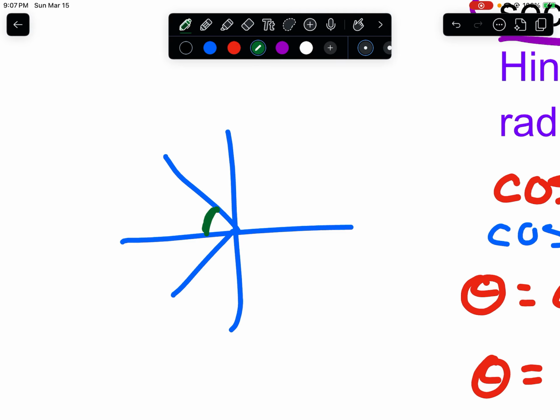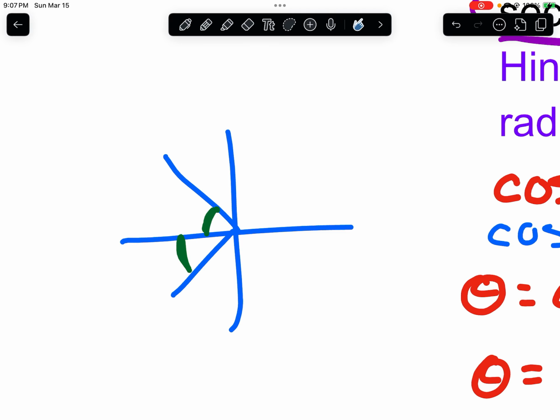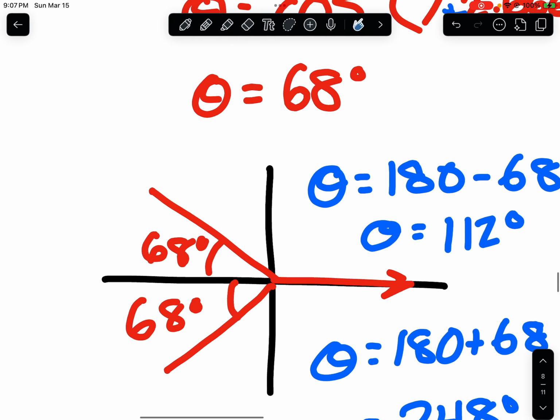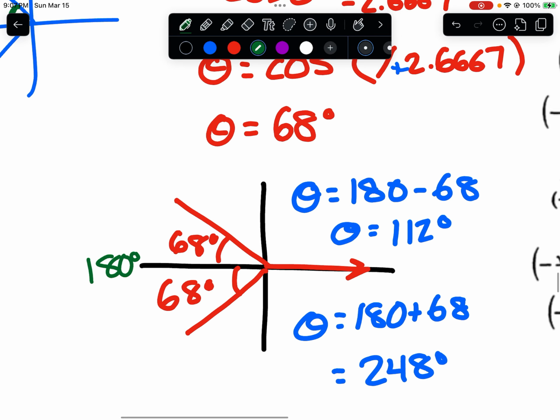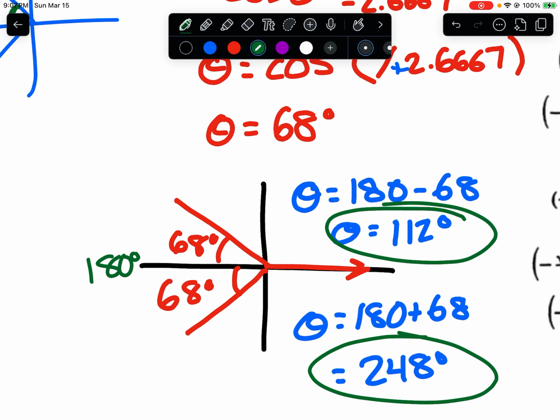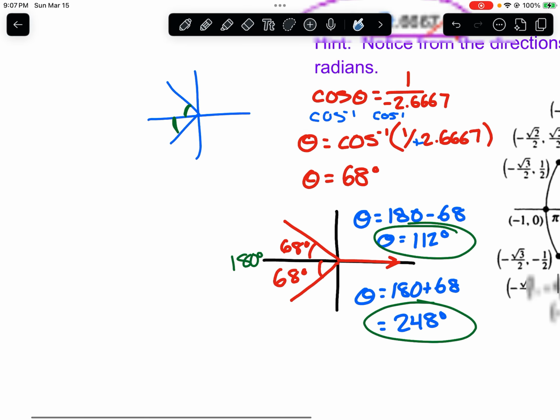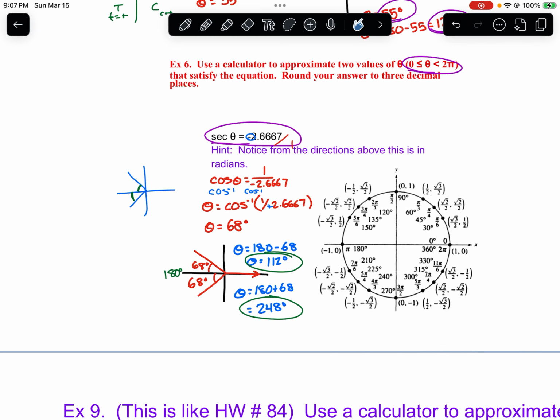And now the value that my calculator spits out is going to be the measure here and the measure here. So that 68 degrees that we just got, I can put in there, which is going to allow me to find the two angles that I want. If we're saying that this is 180 here, well, one of them I can get with 180 minus 68, so I can get that 112. And then I can get the other one with 180 plus 68, and that should get me 248 for my two different angles.